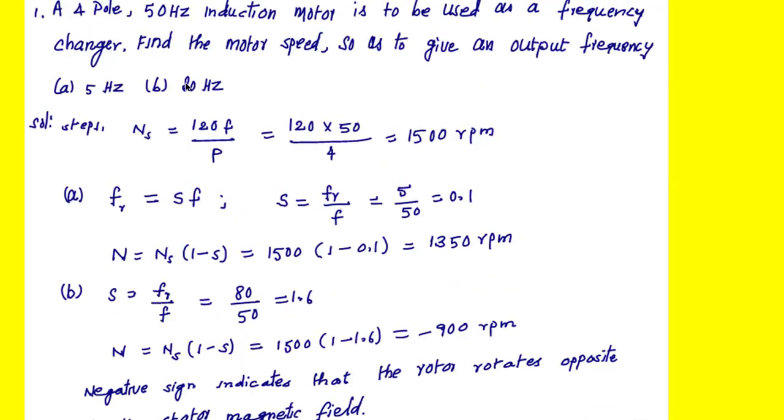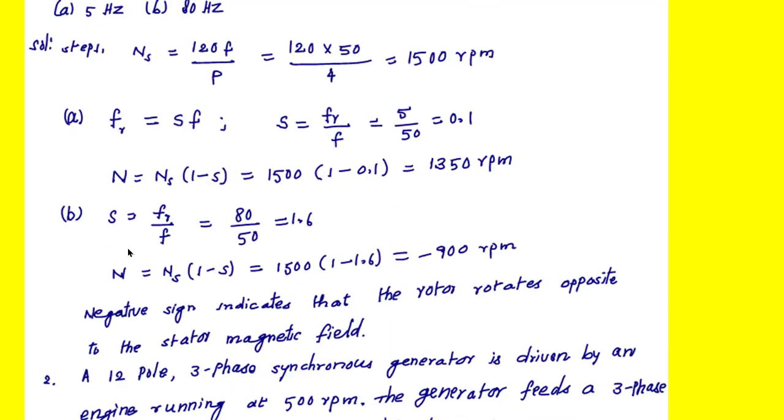Another case is if the rotor induced EMF frequency is 80 Hz, then what is the rotor speed? For that also we use the same formula, S is equal to Fr by F. The induced EMF frequency of the rotor is given as 80 and supply frequency is given as 50. So we get 1.6. Having known the slip, we can calculate the rotor speed, that is N is equal to Ns into (1 minus S). Ns is 1500 into (1 minus 1.6). So we get minus 900 RPM.